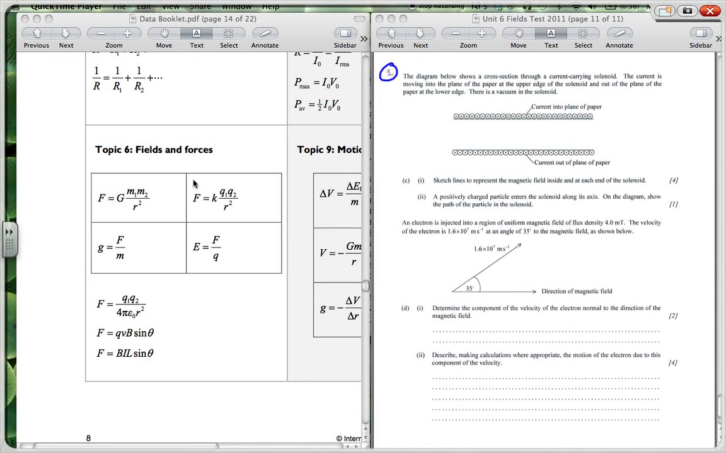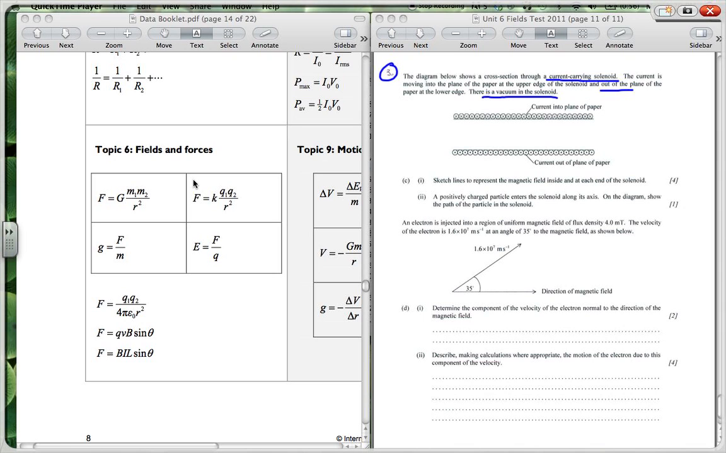Question 3. The diagram below shows a cross-section through a current-carrying solenoid. The current is moving into the plane of the paper at the upper edge of the solenoid and out of the plane of the paper at the lower edge. There is a vacuum in the solenoid. So C1, sketch lines to represent the magnetic field inside and at each end of the solenoid.